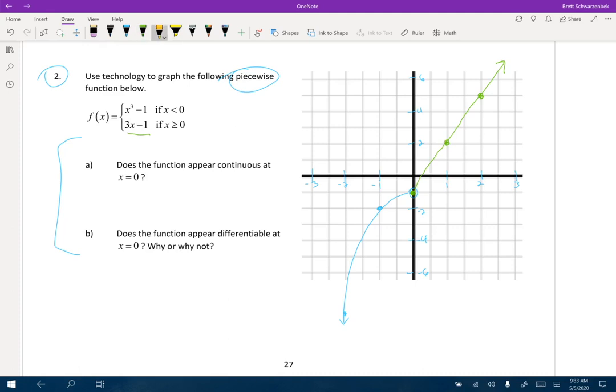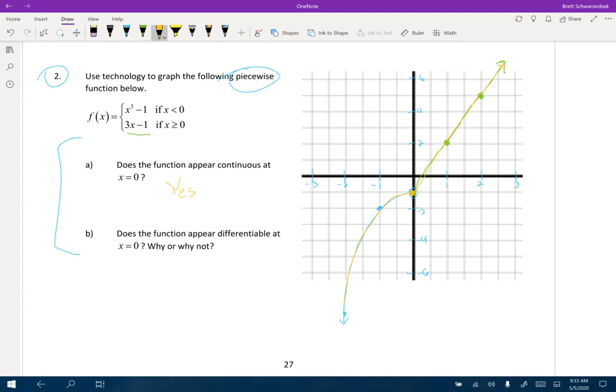And we can now answer our questions. It says, does this function appear continuous at x equals 0? Well, if you look at this, if we travel along the graph, do we ever actually have to pick up our pencil? We don't, because the one graph filled in where the other graph wasn't. So therefore, we just keep on going. So yes, it does appear continuous.